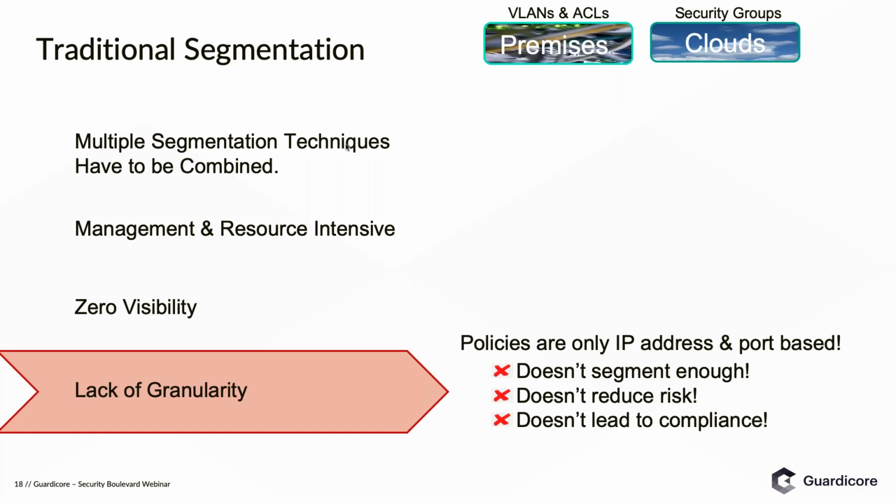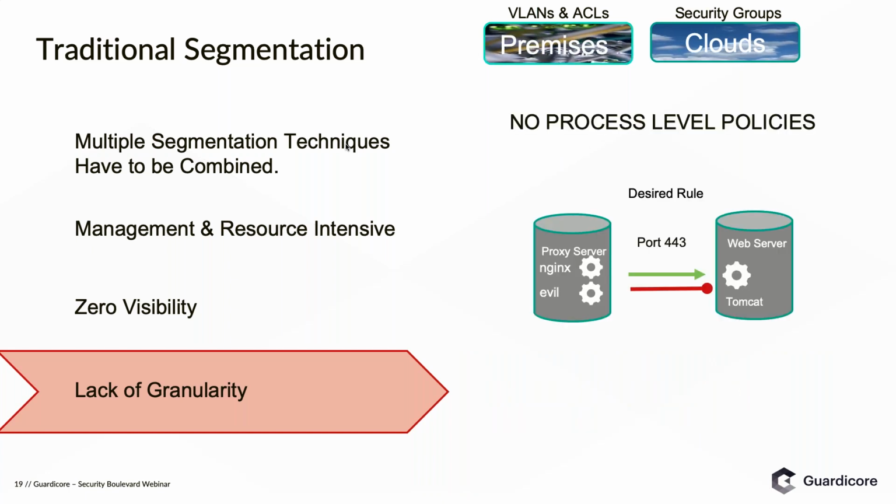Finally, and this is one point I'm gonna hit hard on, is a lack of granularity. All these traditional methods do not segment enough. They don't reduce the risk enough. They don't lead to compliance. They're only based on IP address and port. So the problem with the policies that are only layer 4, IP address and port, are several things.